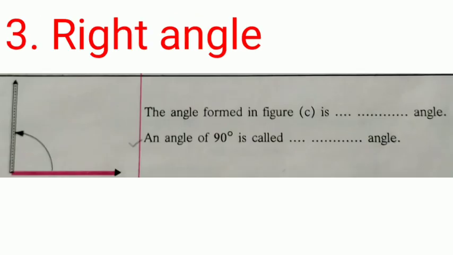Third one is right angle. The angle formed in figure C is a right angle. An angle of 90 degree is called a right angle.